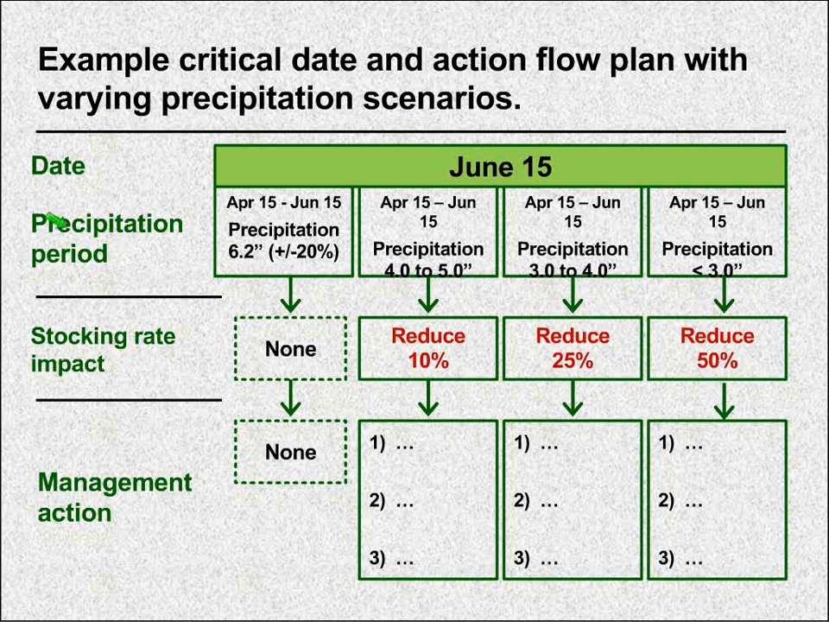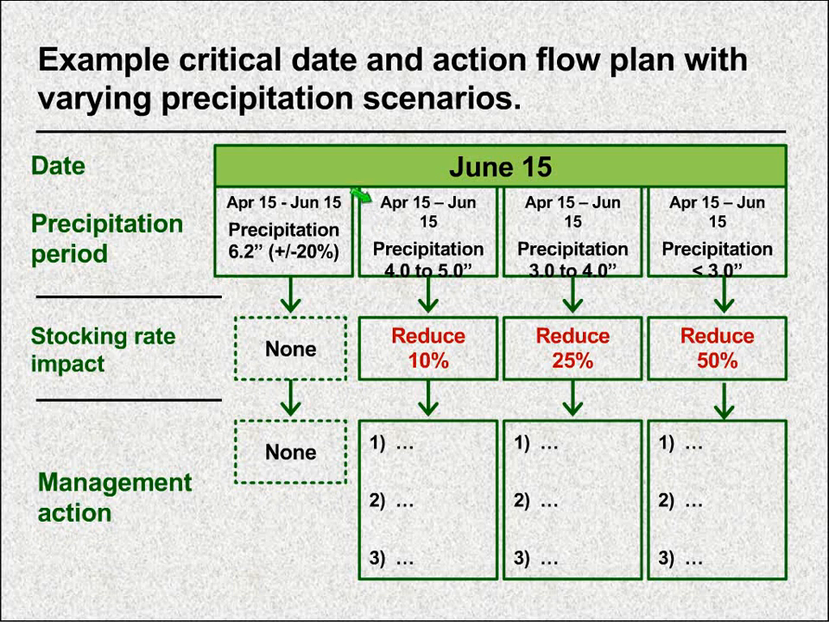Again, we have the top line showing a date or precipitation period. And in the case of my example here, I'm using June 15th. I've got precipitation for the past 2 months, April 15th to June 15th. And I've got an example, an average for this particular location showing, well, if we're within 20% of that average, not a big deal. We wouldn't have any impact, and we would not need to implement any management actions, okay?